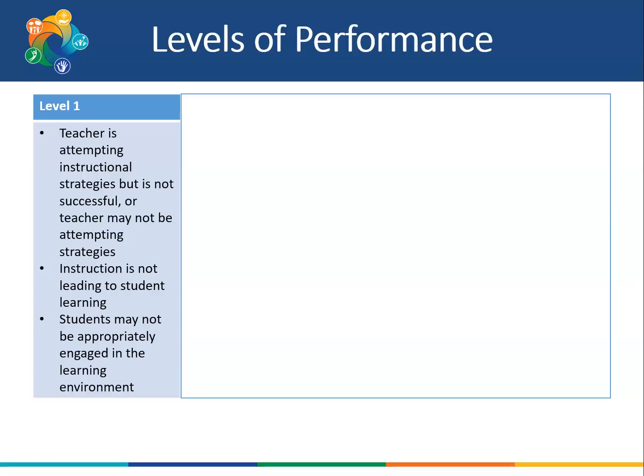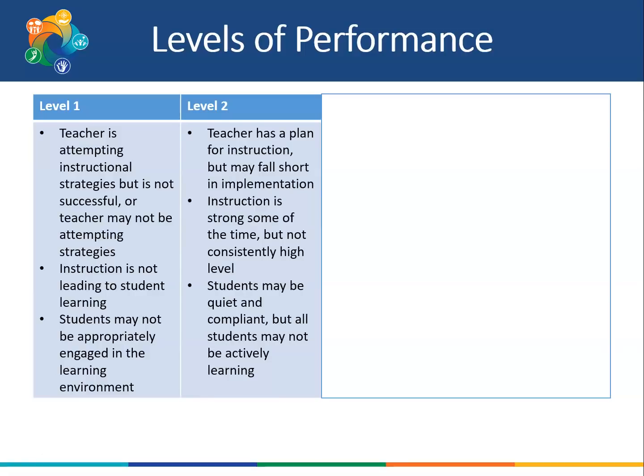Instruction is not leading to student learning, and students may not be appropriately engaged in the learning environment. At level 2, a teacher may have a plan for instruction, but that plan may fall short in implementation. Instruction may be strong some of the time, but not consistently high level. And students may be quiet and compliant in the lesson, but may not be actively engaged in learning. All of us have room to grow. And again, it is not unexpected that some teachers may start at level 2 in some or all areas.